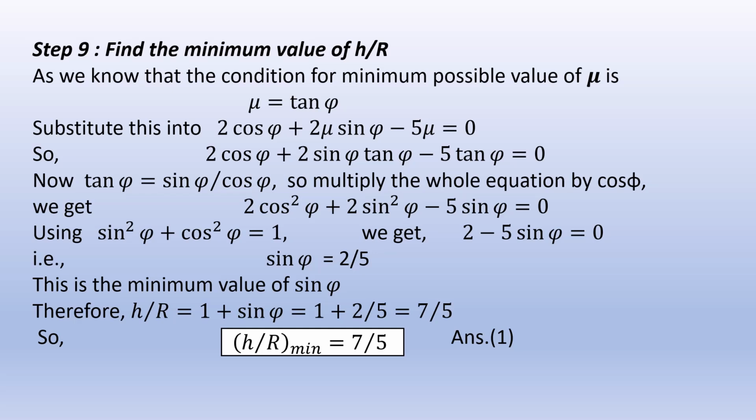Now remember the geometric relation obtained earlier, that is h by r is equal to 1 plus sin phi, and substituting the value of sin phi in it, we get h by r is equal to 1 plus 2 by 5 is equal to 7 by 5. Therefore the minimum possible value becomes h by r minimum is equal to 7 by 5, and this is our first final answer.